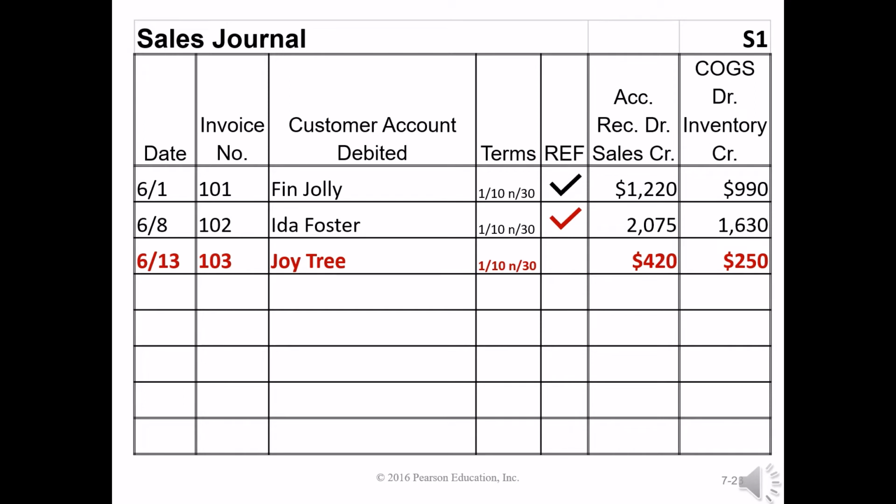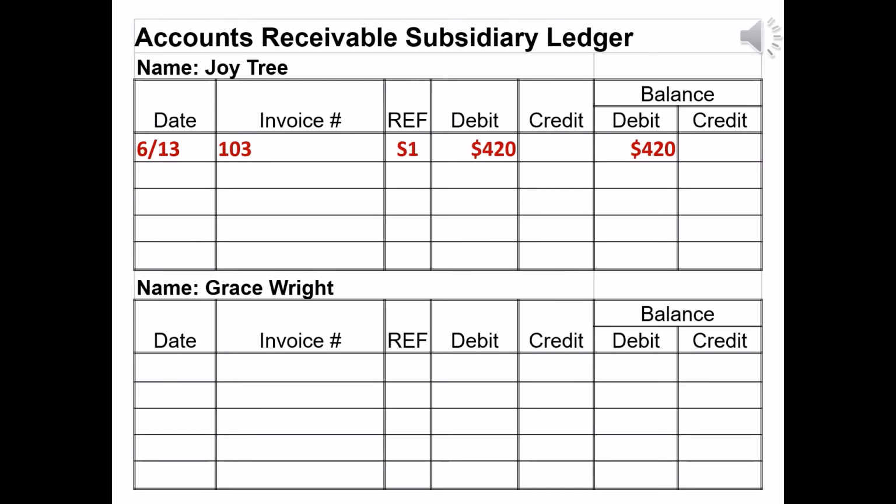Next, we have a sale on June 13 where we sold merchandise inventory on account to Joy Tree in the amount of $420. The cost of these goods was $250. The invoice number is 103, and the terms are the same. Just like we did with Finn Jolly and Ida Foster, we will post the $420 that we expect to receive from Joy Tree in this customer's accounts receivable subsidiary ledger.